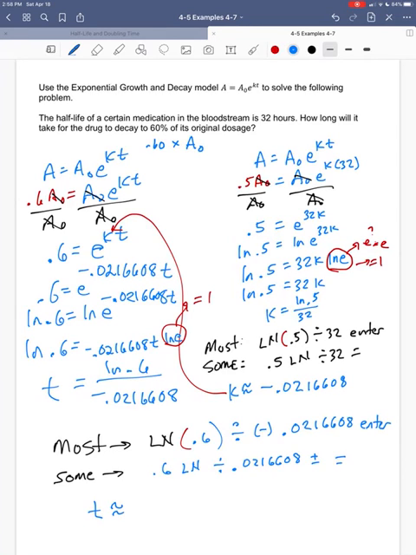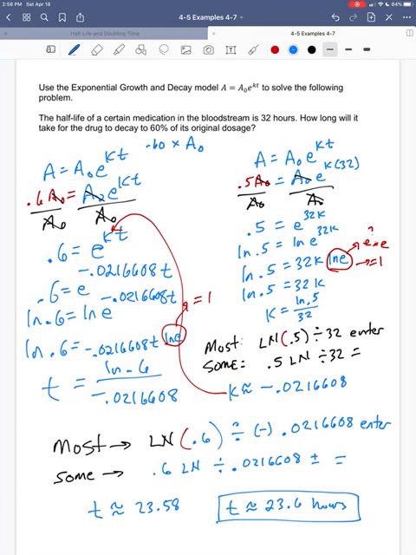And if we do this, my t is about 23.58. If I round to the nearest tenth, then we would get t is about 23.6. And notice the unit of time here is hours. So almost a day. Okay, it takes almost a day for it to decay to 60% of its original dosage.